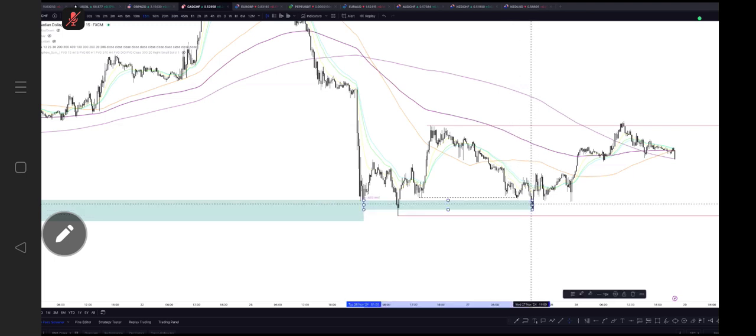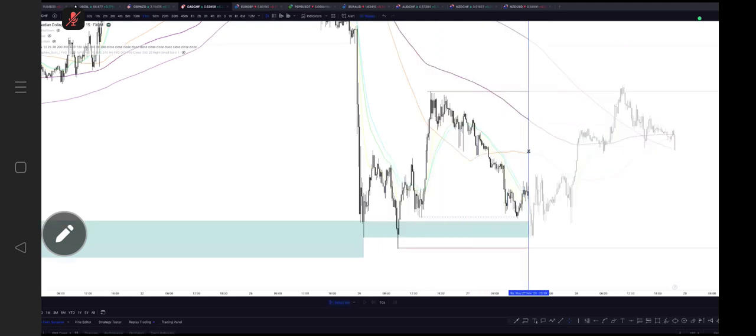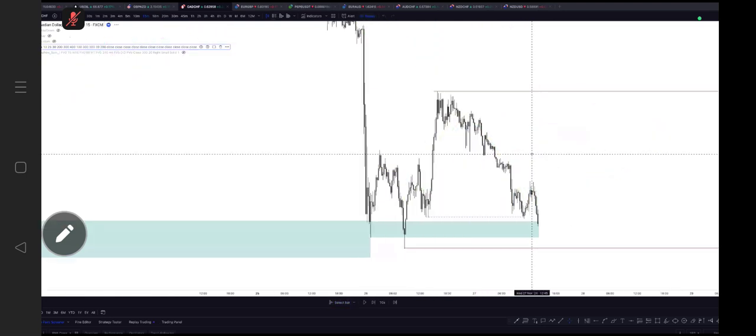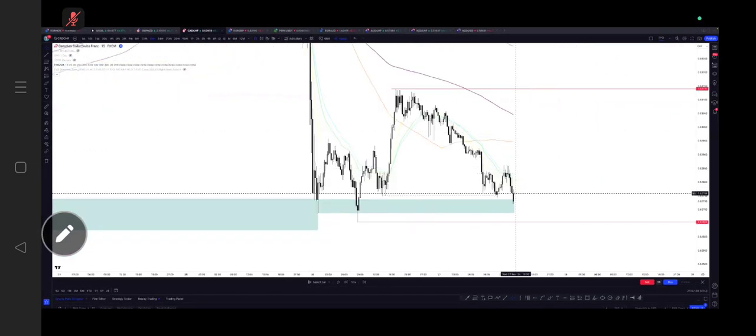So now I have this POI here waiting, but I wouldn't just jump on it, right? That is where footprint comes in. So the footprint chart is basically used for confirmations. Right, now you can see that these are candles. This is actually a candlestick, right?